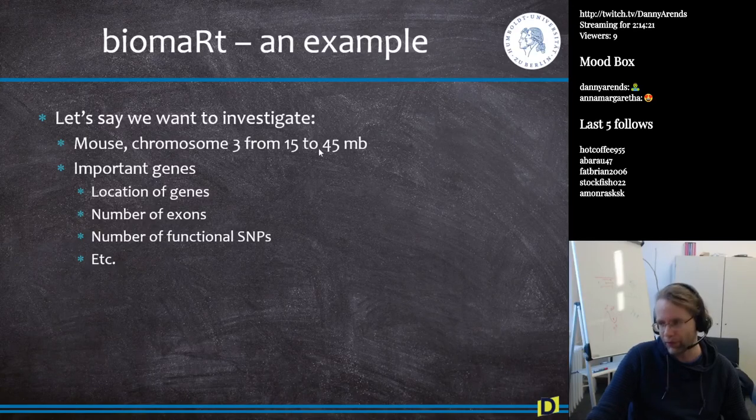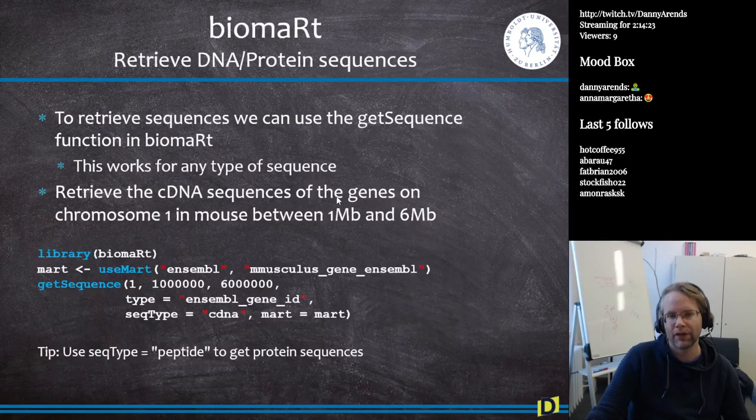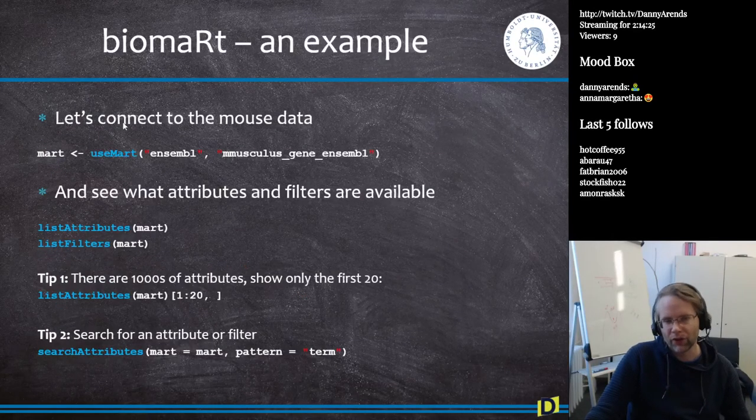15 megabases to 45 megabases. So let's go and do that, right? Again, we have to connect to the mouse database. So we say useMart Ensembl musculus gene ensemble, and we store this connection to the MART.